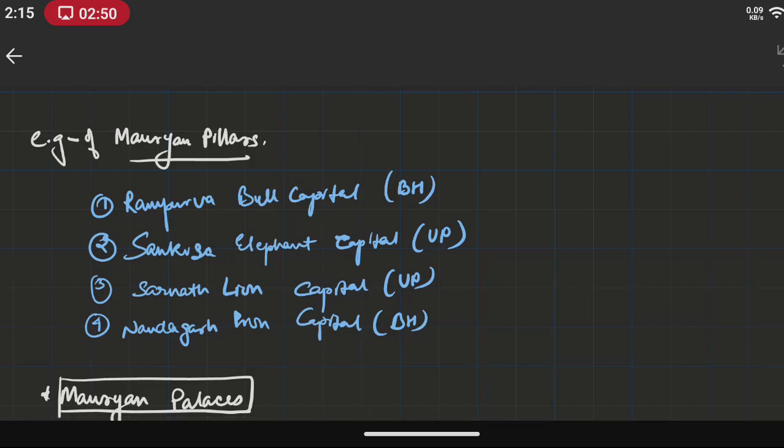Some of the very famous examples of Mauryan pillar are the Rampurva bull capital, that is in Bihar, Sankisa elephant capital, that is in Uttar Pradesh, Sarnath lion capital, that is in Uttar Pradesh, and Nandangarh lion capital, that is in Bihar.